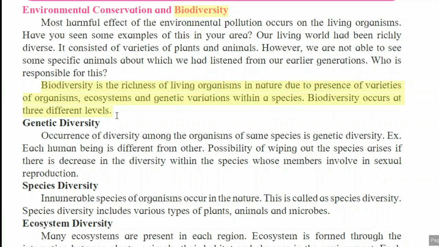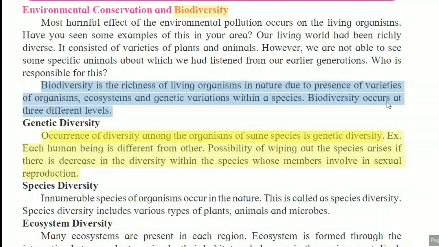We know that in the first lesson we discussed how genetic variation leads to evolution. But here, biodiversity decreases. Therefore, the variety of organisms also vanishes. So biodiversity occurs at 3 different levels.